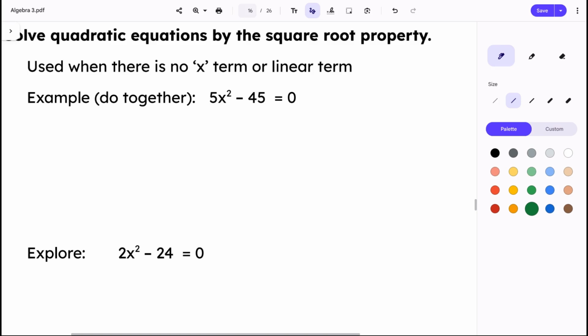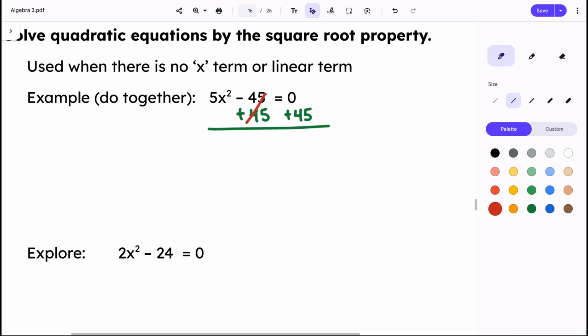The last one we were factoring, I said you want to make sure it's set equal to 0. In this case, because I'm missing that linear term, I just want to get the x squared by itself. So I want to move everything away from the x squared here. The first thing I would do is move that 45. Now it's negative right now, so I'm going to add 45 over to both sides of the equation here.